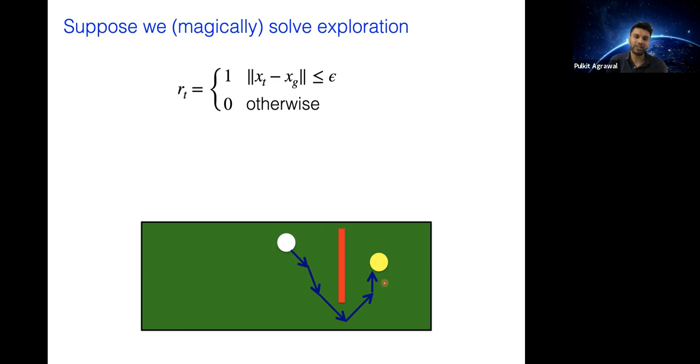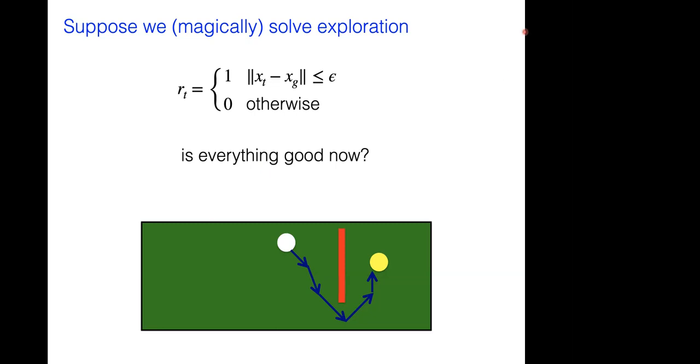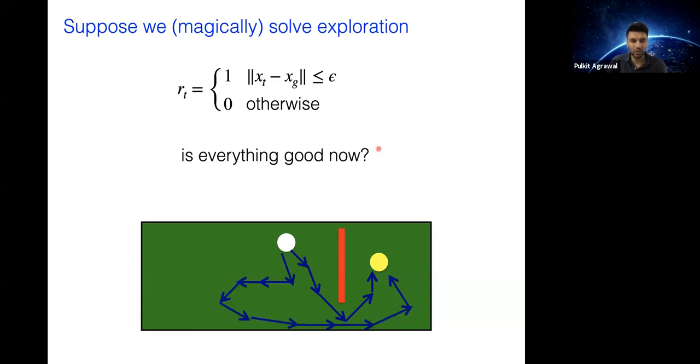And my agent could go to the yellow block, right? So is everything good now? If we can solve the exploration problem, is everything good, or are there any issues over here? The one issue which comes up is that both these trajectories that you're seeing on the screen are equally good. If I'm getting a reward of +1 the moment I reach the yellow block, then both of these trajectories are good. Okay.